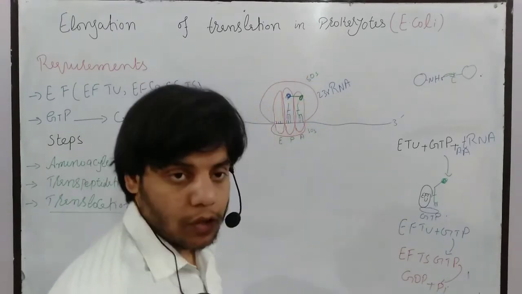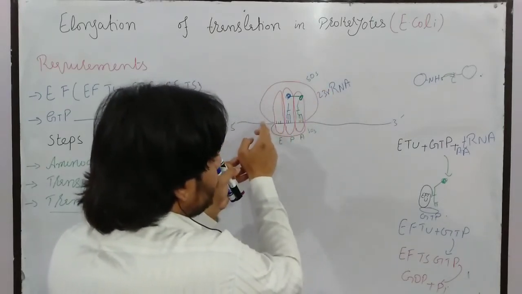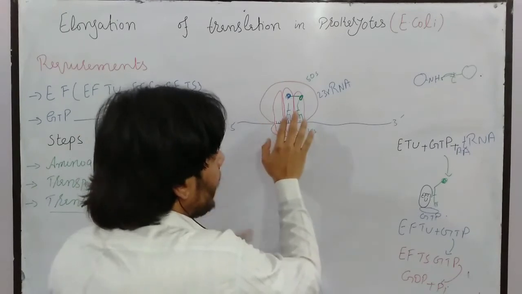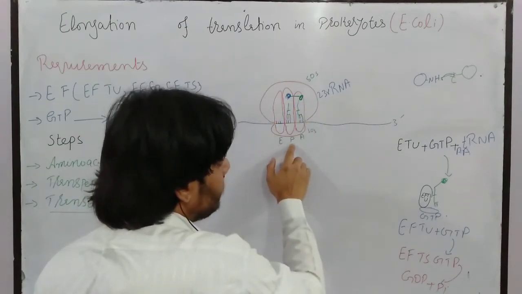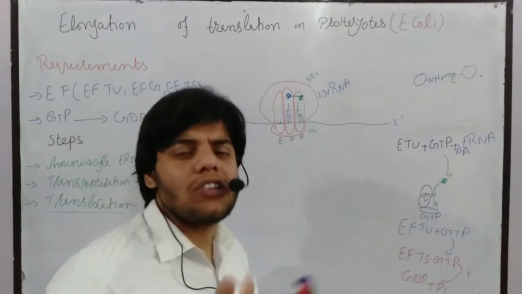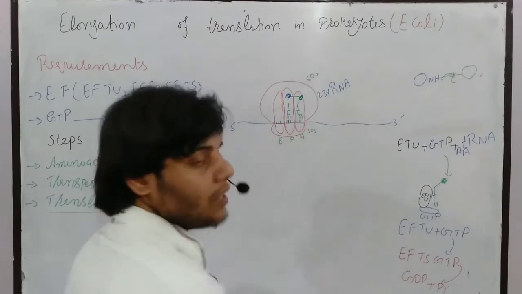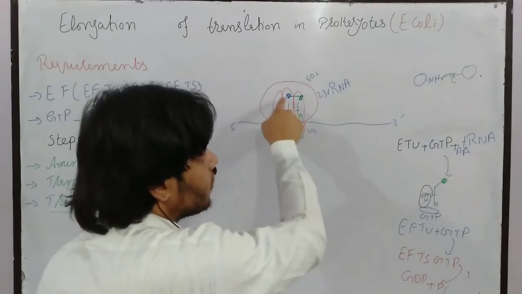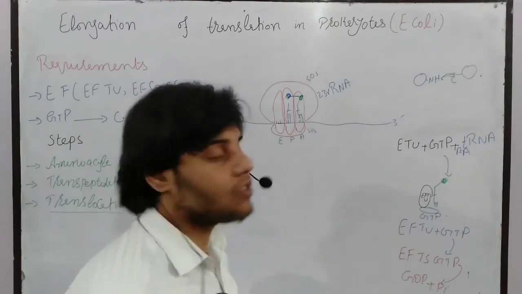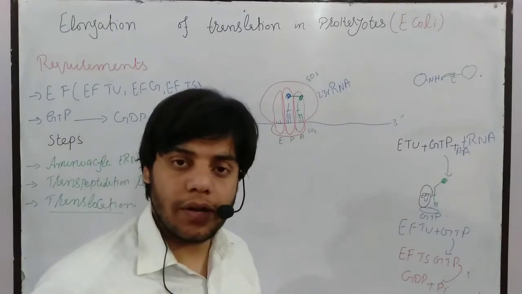It leaves one codon. Now remember, if it moves, definitely one codon will be left, and the transfer RNA which is present at the P site, which we call uncharged transfer RNA because the amino acid is cleaved, will be shifted to the E site. And the transfer RNA which is present at the A site, which carries the two amino acids or which carries the peptide chain, will be shifted to the P site. Then after that, the A site will become free.